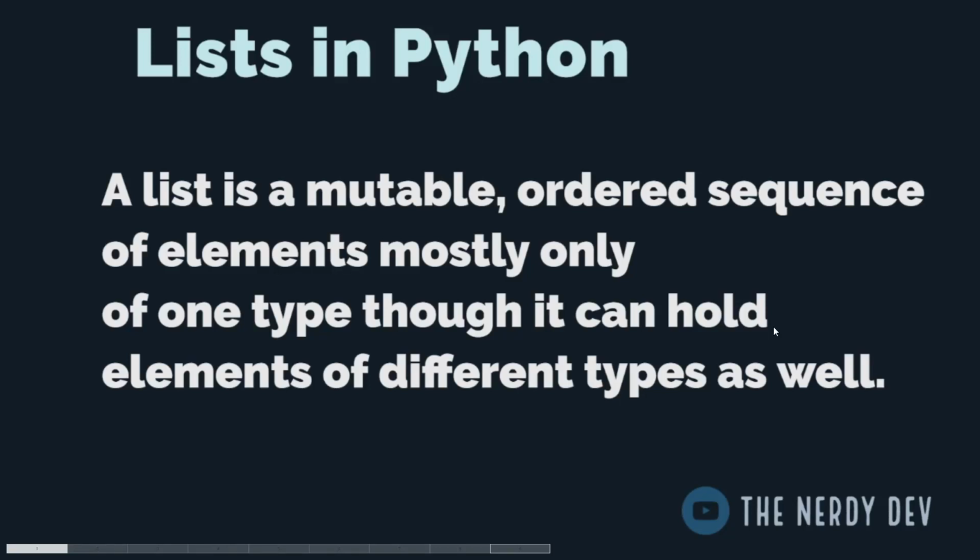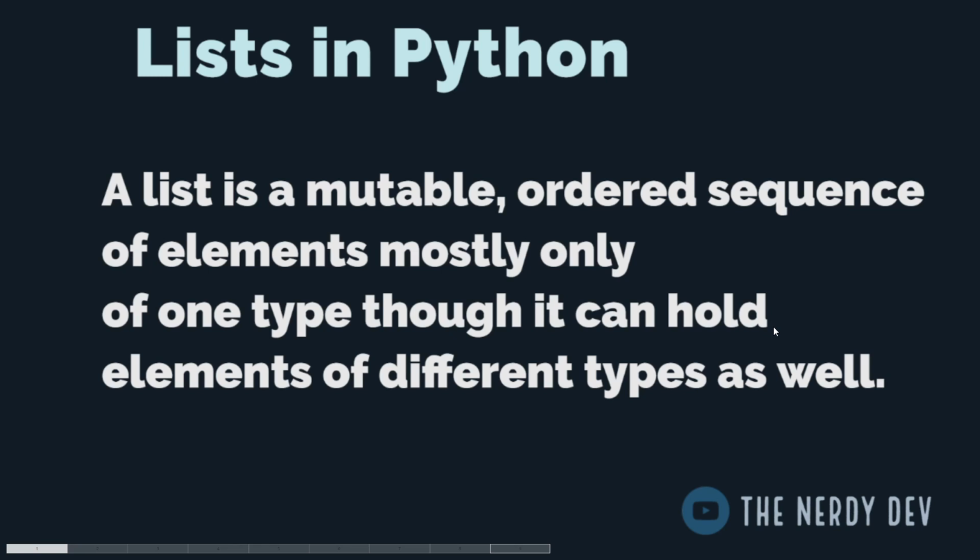In this video, we'll learn about a data structure that you will most frequently encounter in your working with Python, and that is a list. So the question that must come in our minds is, what is a list? Let us come to the definition without wasting any time. A list is a mutable, ordered sequence of elements, mostly only of one type, though it can hold elements of different types as well.